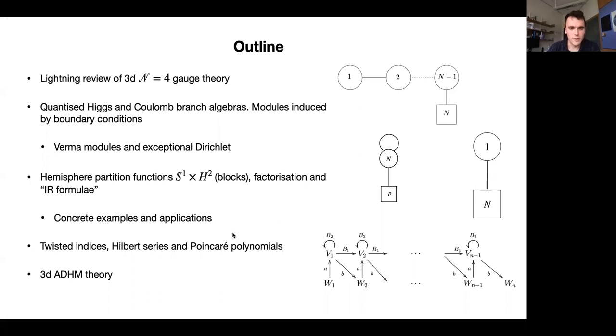I'm also going to talk about the twisted index in particular and how the twisted index can be factorized into hemisphere partition functions. And I'm going to discuss the geometrical implications of this factorization in terms of Poincare polynomials of vortex moduli space. I hope finally that there'll be time to discuss these ideas in a particularly rich example called the 3D ADHM theory. So that's the 3D gauge theory described by this ADHM quiver. And most of the examples starting the talk are going to be quiver varieties, some examples of these here. And do feel free to stop me throughout if there are any questions.